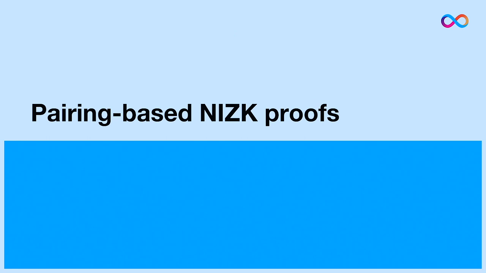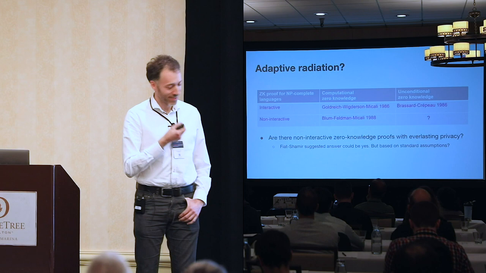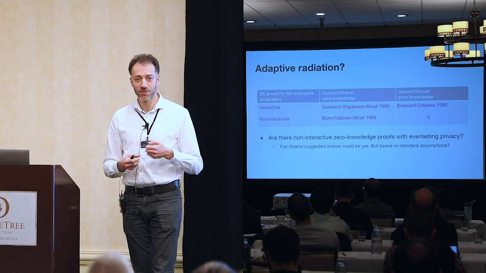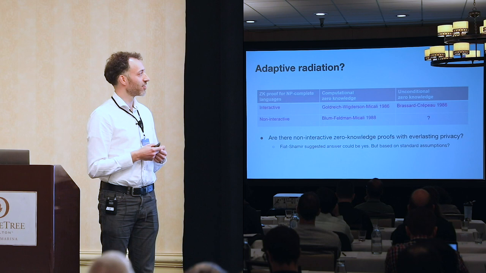Okay, pairing-based proofs. So go back again to 2005, 2006. We were looking at this matrix here. We had interactive proofs and non-interactive proofs in the common reference string model. For computational zero knowledge, that was a solved theoretical problem. We knew how to get proofs for all of NP using interactive techniques, and you can base it on one-way functions. And Blum, Feldman and Micali showed that you can also make that non-interactive in the common reference string model. So great, we can get either interaction or non-interaction, and it's really a solved problem.